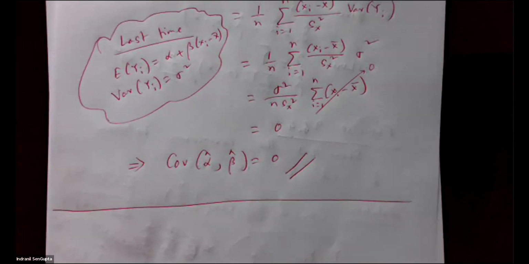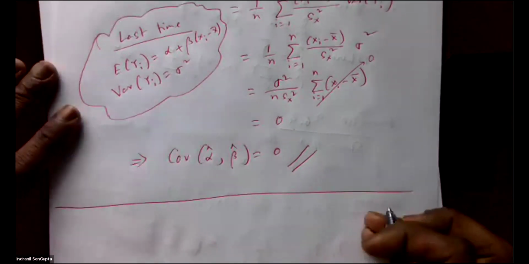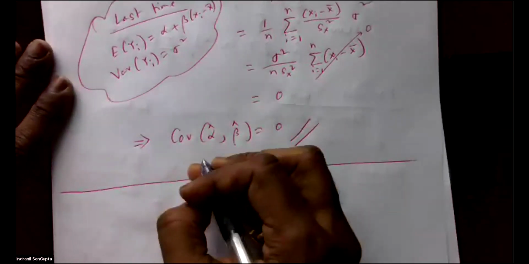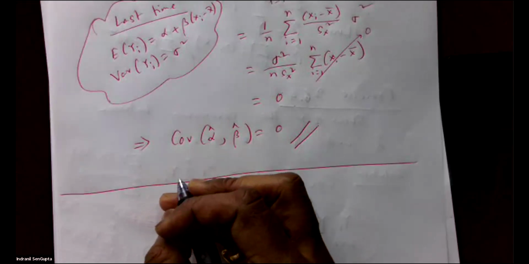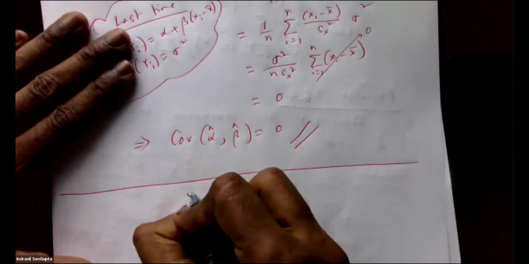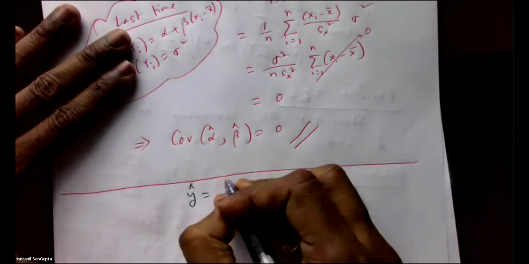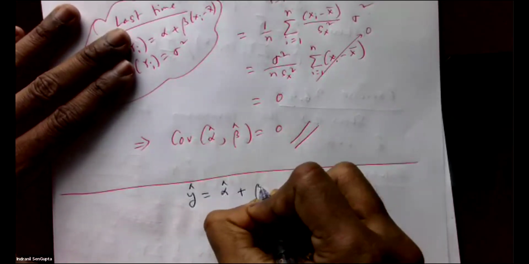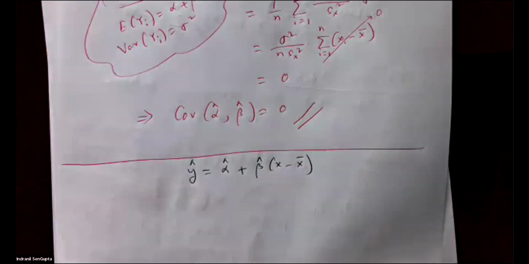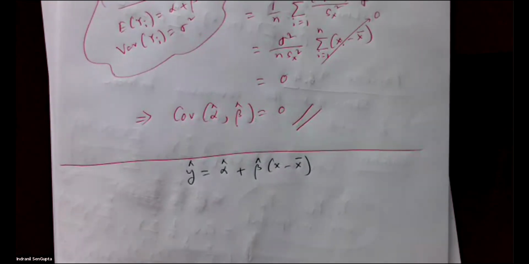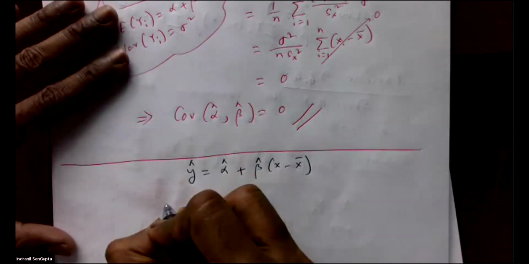Now we'll move on to something else. Let's try to compute something else. This new development depends on the previous work, so let's go back to it. What we have found so far is the following. I have written it before, but let me write it again. y hat equals alpha hat plus beta hat times x minus x bar, right? So this is something we know, and this is a fitted value. I wrote it right here.